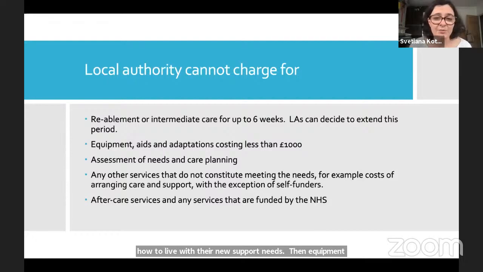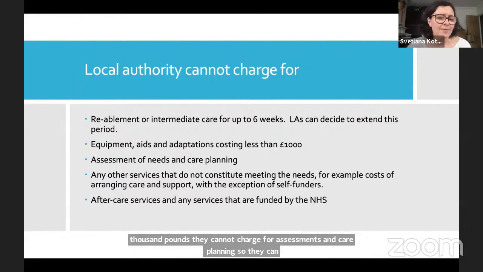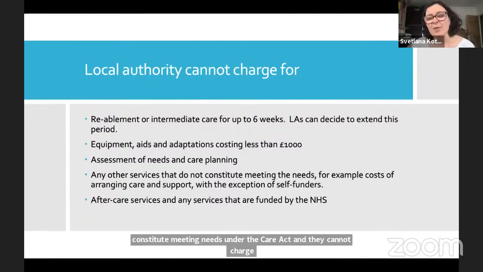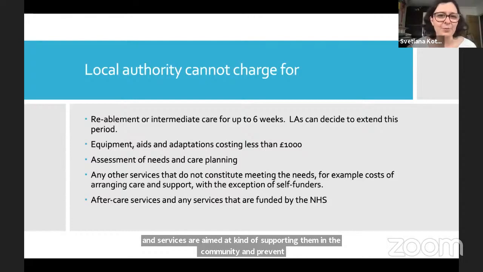They cannot charge for assessments and care planning. So they can only charge for what it costs to meet the needs. They cannot charge for services that do not constitute meeting needs under the Care Act. And they cannot charge for aftercare services. Aftercare services are provided to people who were detained under the Mental Health Act, and then have been discharged, and the services are aimed at supporting them in the community and preventing further detentions. So this support should be given for free.